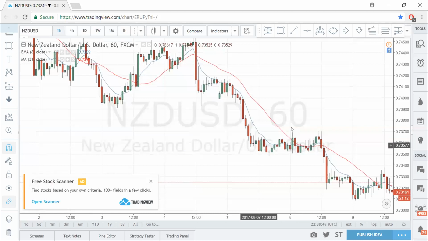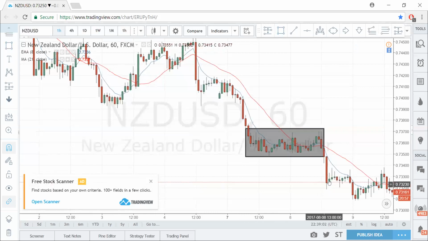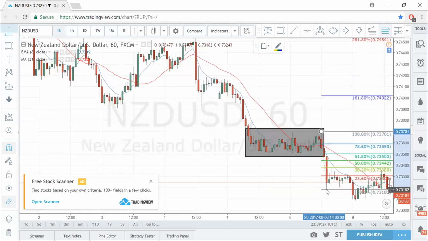So price is consolidating here, right? Look at it carefully. Price is consolidating here. After this consolidation, price gives an impulse leg. This is your starting point. This is your initial structure low. What I do is I take my Fibonacci retracement from here to my initial structure low.